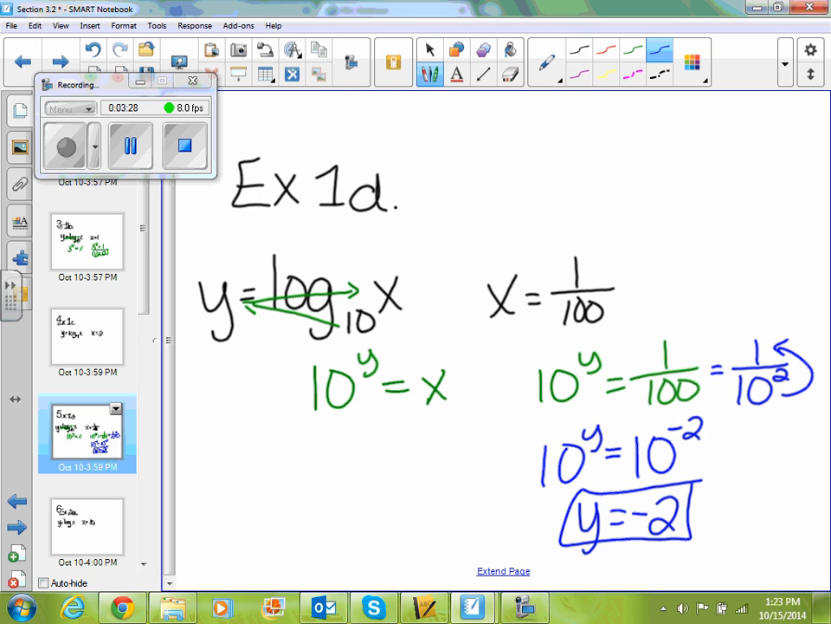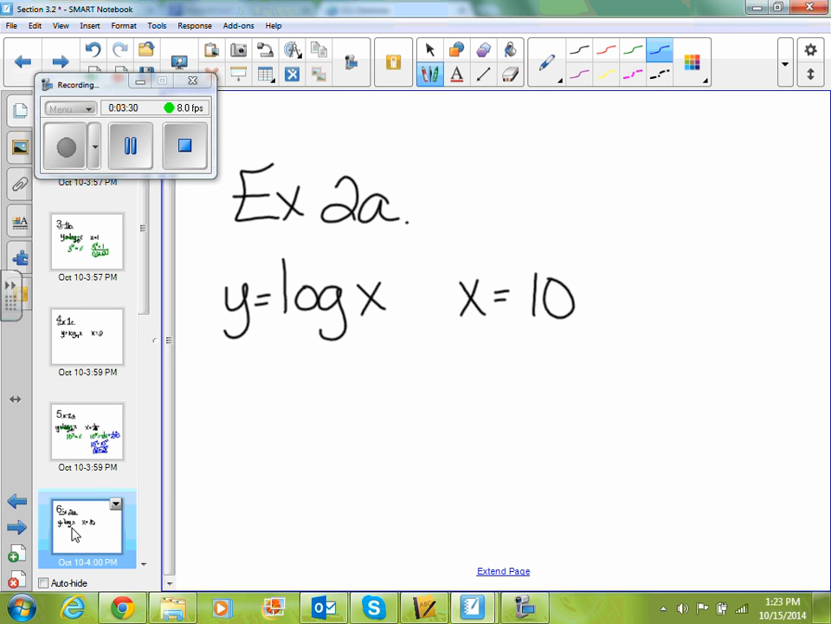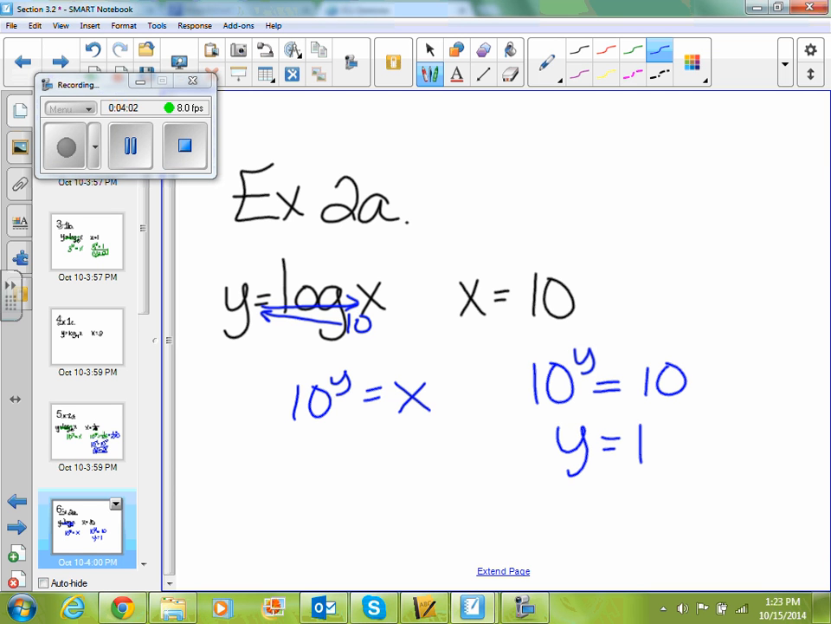Okay, let's do one more. So we're given y equals log of x, and x equals 10. Well, anytime it doesn't have a base, like in this case, it's like it has a base of 10. So that tells me that 10 to the y power equals x. So then if x equals 10, then 10 to the y power equals 10, which tells me that y is an exponent of what? 1. Perfect.